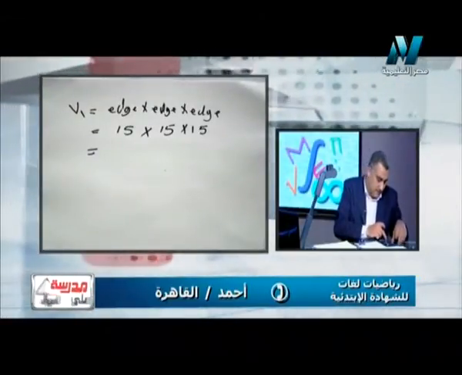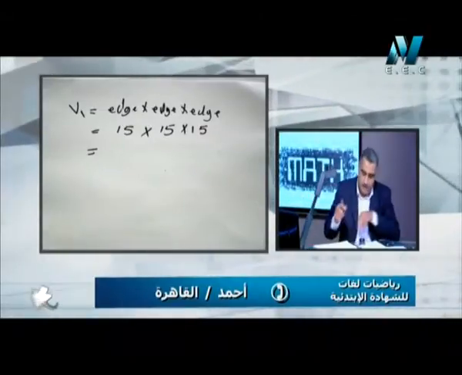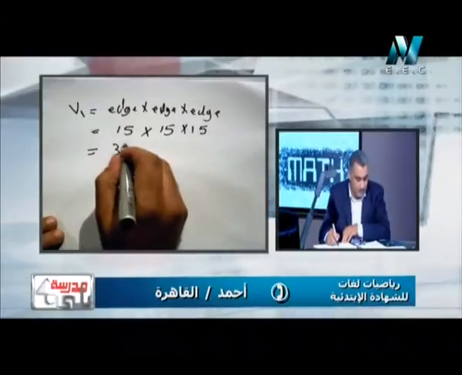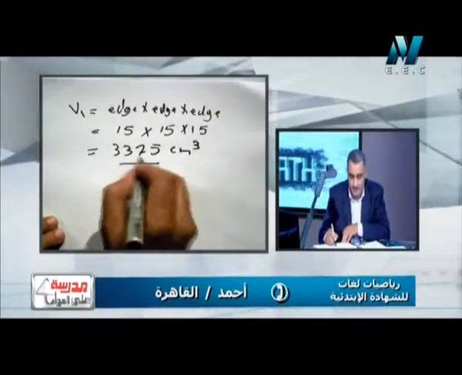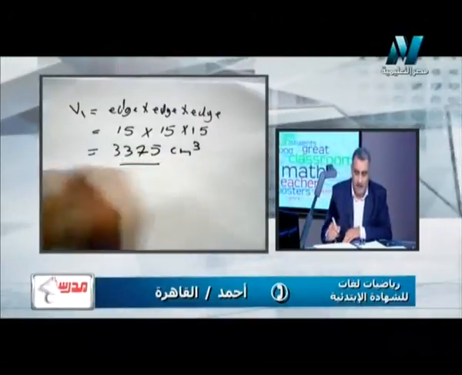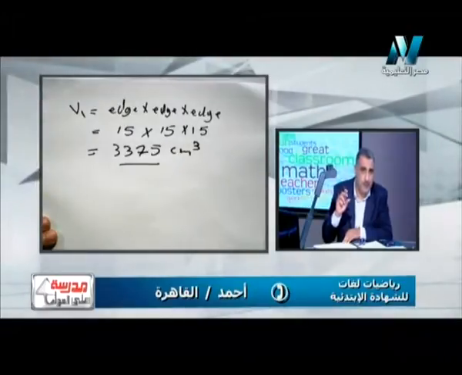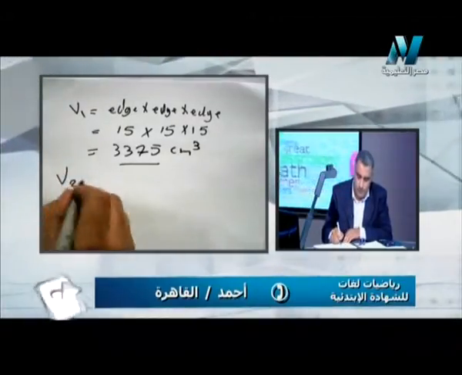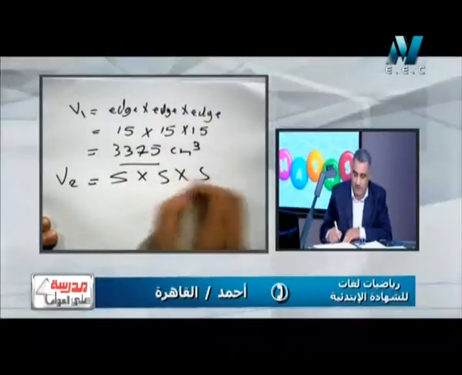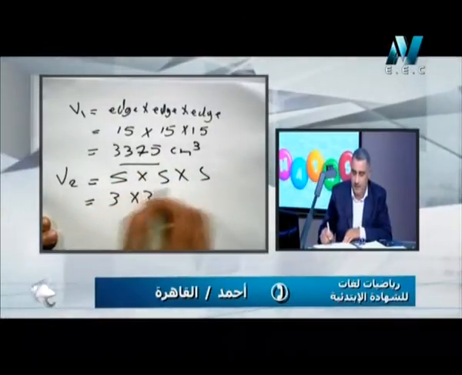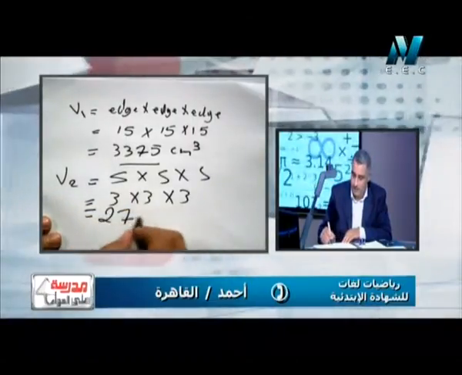خليك جاهز معانا يا ابو حميد. طب هاتي كالكليتر بسرعة. حاضر ثانية واحدة. 3375 سنتيمتر كيوب. معايا؟ طيب let's find the volume, the second volume, of the small cube. V2, the same, edge times edge times edge. 3 times 3 times 3 equals كام يا ابو حميد؟ equal 27.